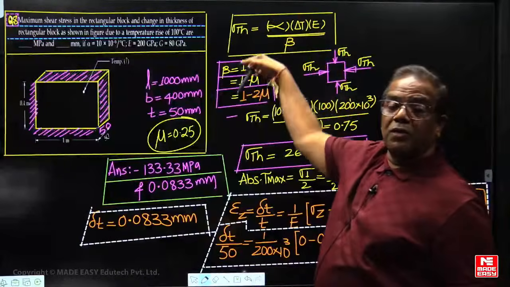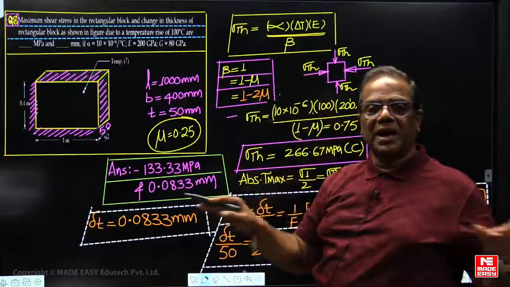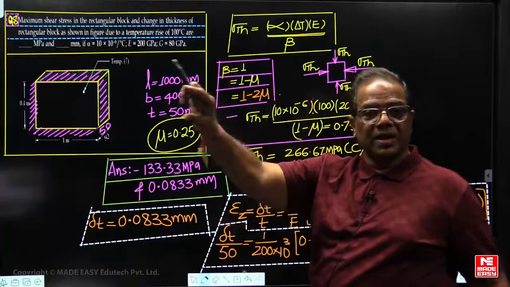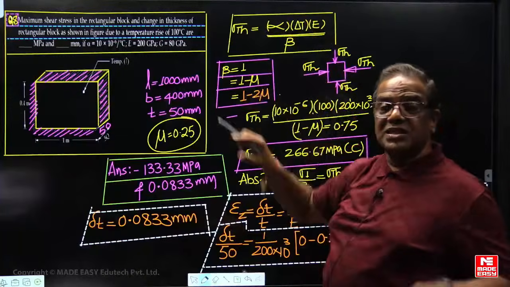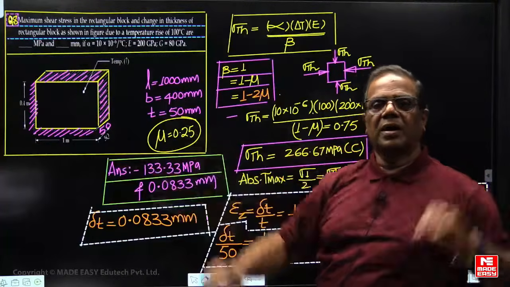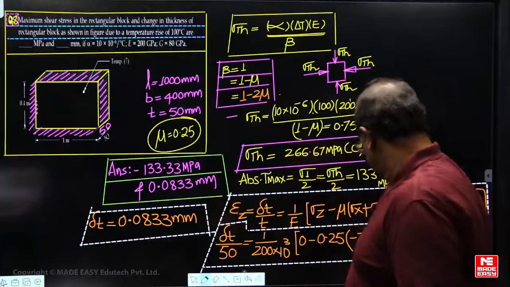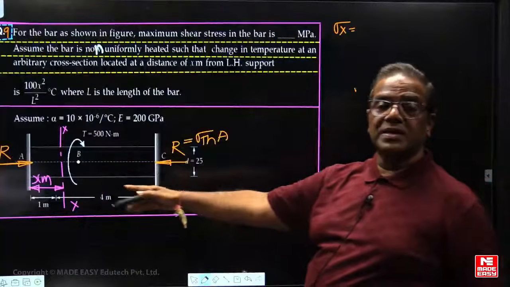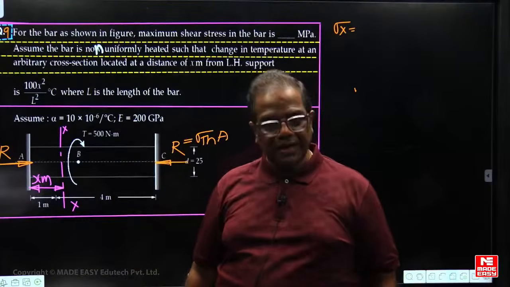So this is valid for what now? Uniform heating. This is valid for uniform heating, which means the change in temperature everywhere is the same. But what is this question? Here I have assumed the change in temperature is uniform. Arey, I had taken the change in temperature the same on the cross section. But here the change in temperature is varying from 0 to 100 parabolically, it is non-uniformly heated.